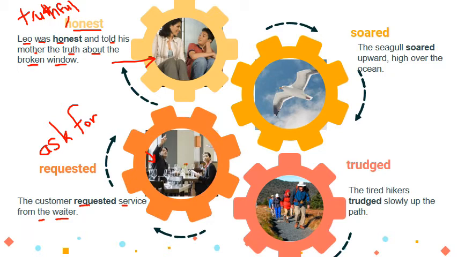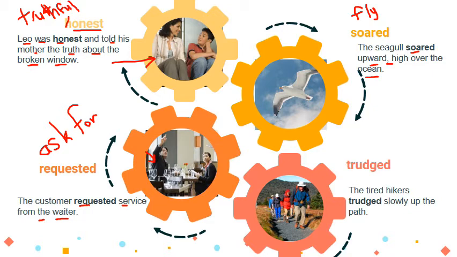I have the word soared. To soar is to fly very high. You know, this is really nice. There's a nice movie about soaring. So soared. The sentence, for example: the seagull soared upward high over the ocean.